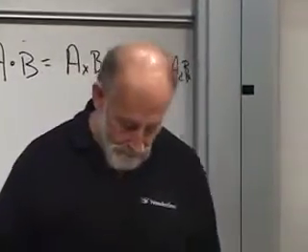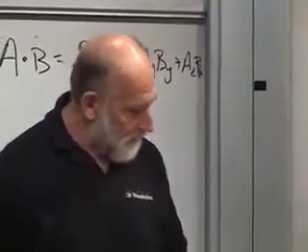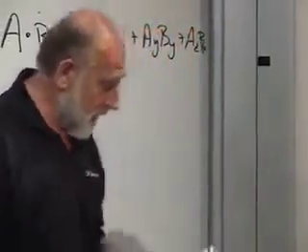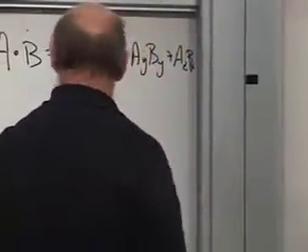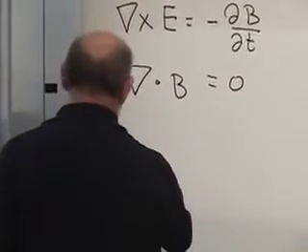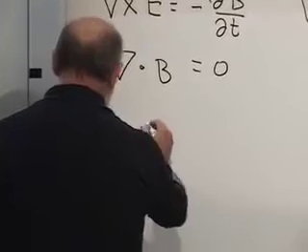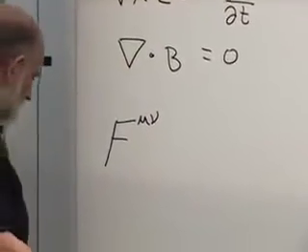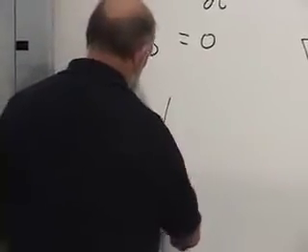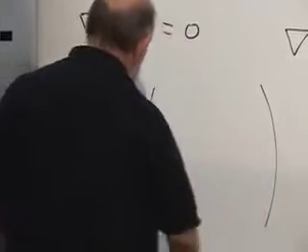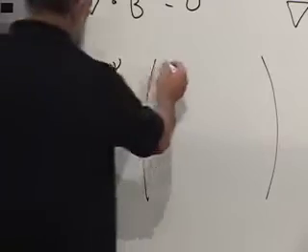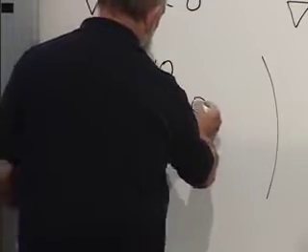What we have to remember is that the electric and magnetic fields combine together, we did this last time, into an antisymmetric tensor. So let's remind ourselves of that. There's an antisymmetric tensor, F mu nu, and it's 4 by 4, it's a matrix, and its components are made up out of the electric and magnetic field. Since it's antisymmetric, it has zeros on the diagonal.